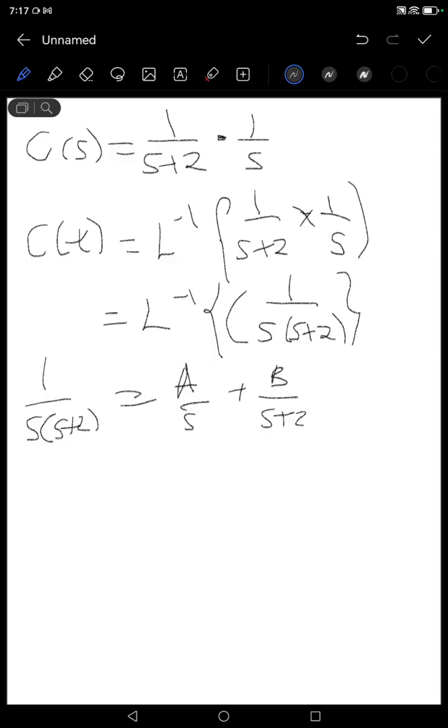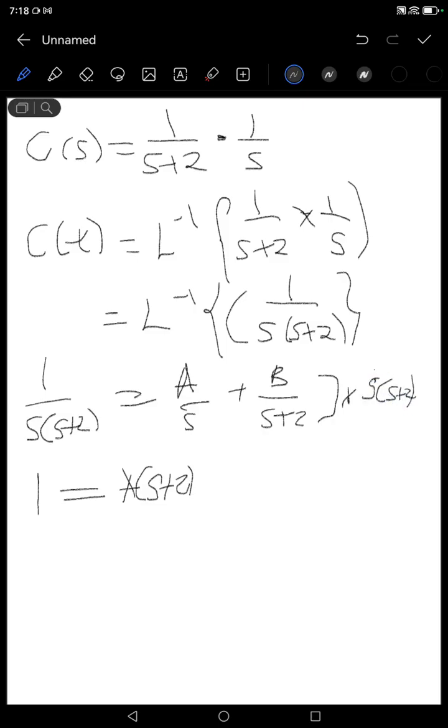We're going to solve for a and b. Moving forward, we're going to multiply both sides by s into s plus 2. This side we're going to be left with 1, and this side we're going to be left with a into s plus 2. Remember, we're multiplying both sides by s into s plus 2.